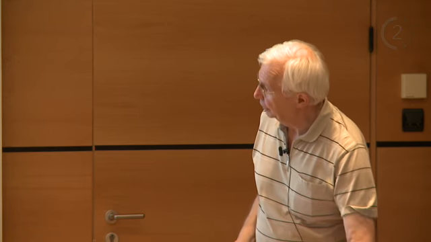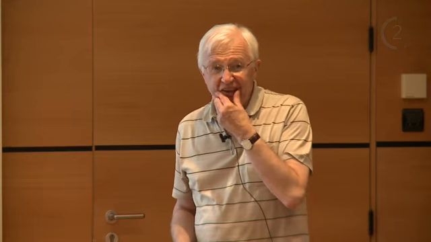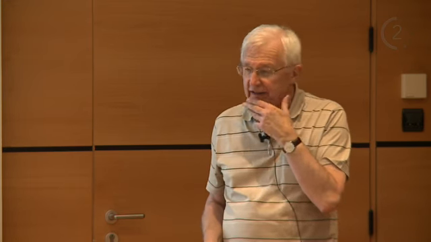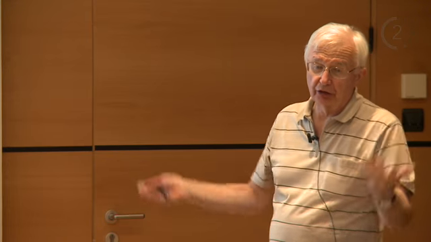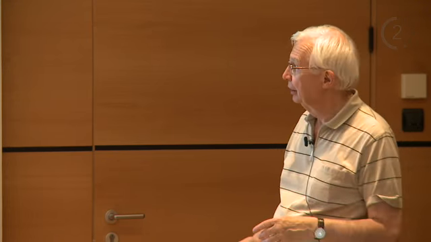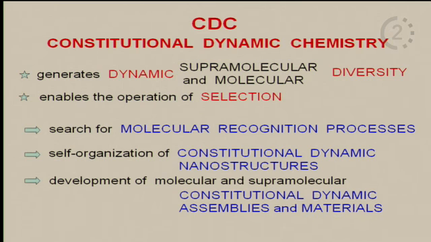Let's see what one can do with this. What is it good for if you look at this area? First of all, of course, it generates diversity. You get a mixture, a mess, so to say. But then you can do selection. So on one hand, molecular recognition processes, maybe we can do that. How would that do? We'll see that. One could have constitutional dynamic nanostructures and constitutional materials, dynamic materials.